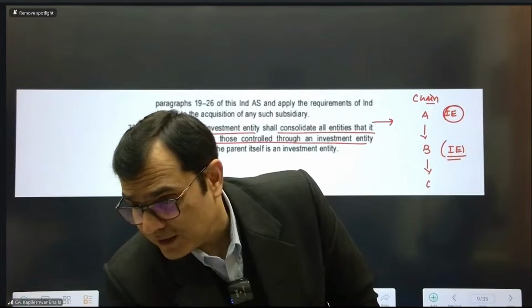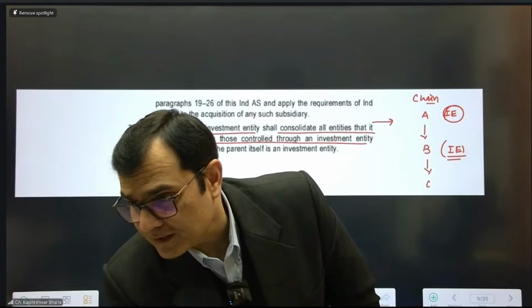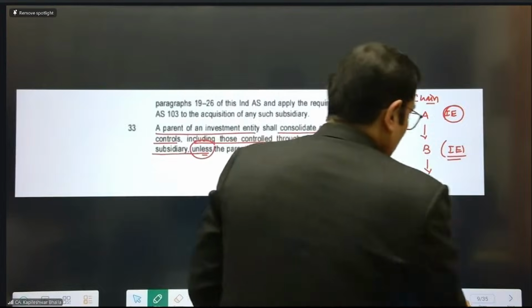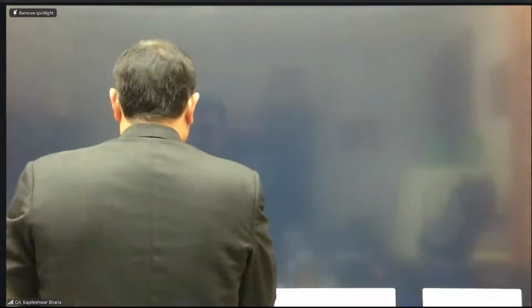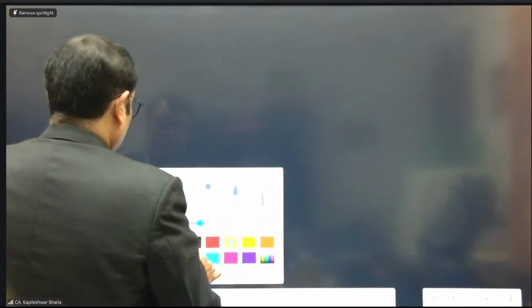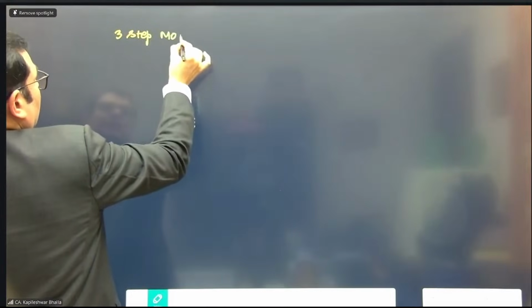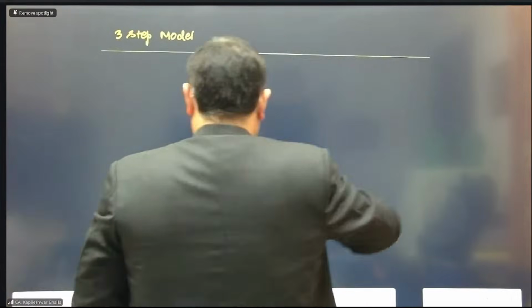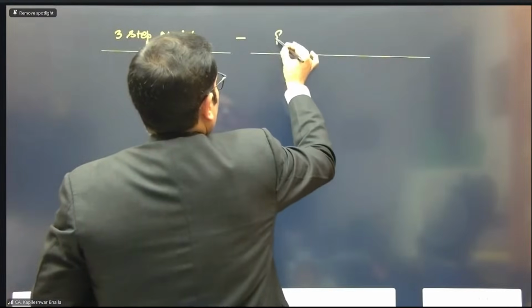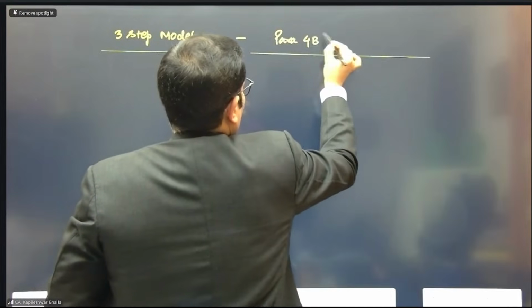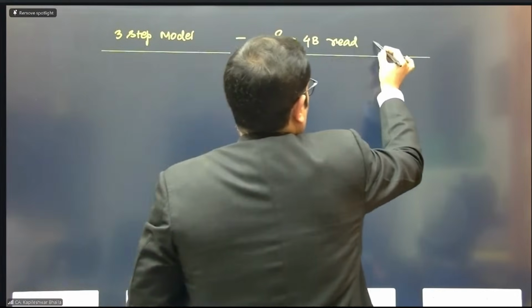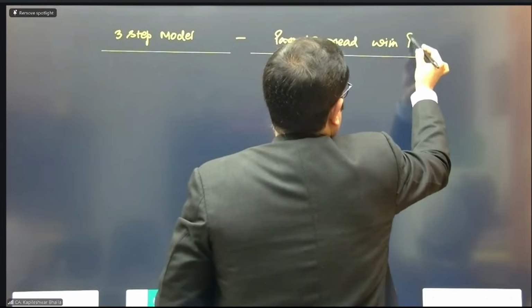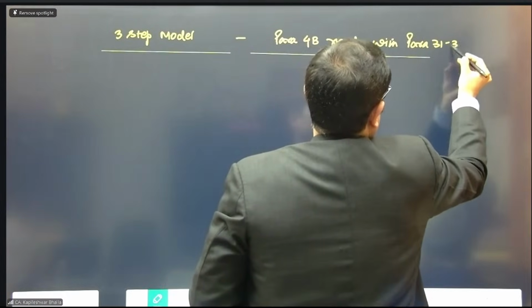Okay, so far so good. Let's take it further. Let me first document these inputs for you. I am going to first of all document the inputs in terms of the 3-step model. Let me also pinpoint that this is a 3-step model which I am considering in terms of para number 4B, read with para number 31 to para number 33.